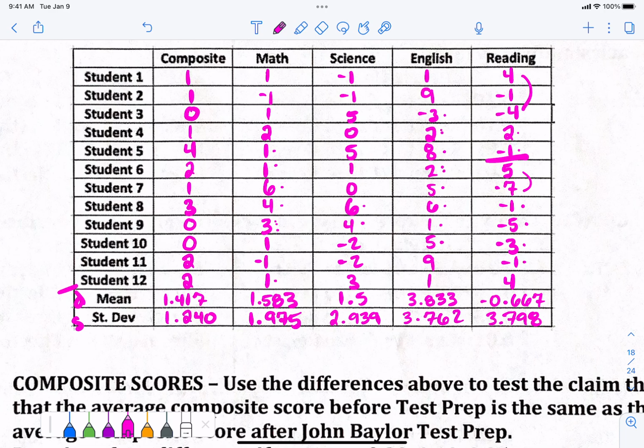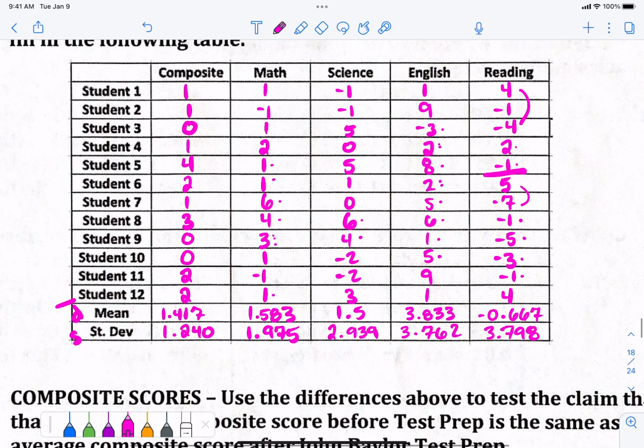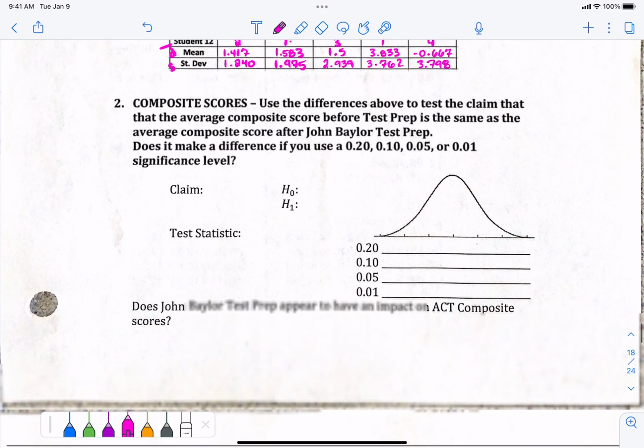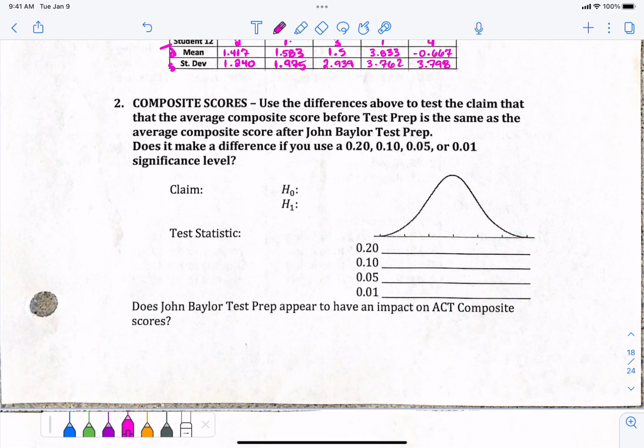Okay, so what we're going to be doing is every one of the 4 categories plus the composite. I'm going to do the composite with you. That is here at the bottom. We're going to do our hypothesis testing and everything, and then answer this question: does John Baylor appear to be effective for composite scores?